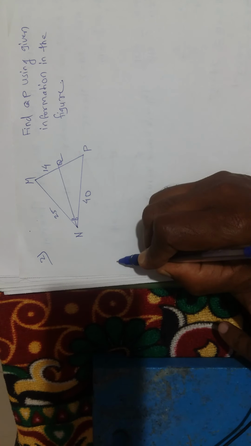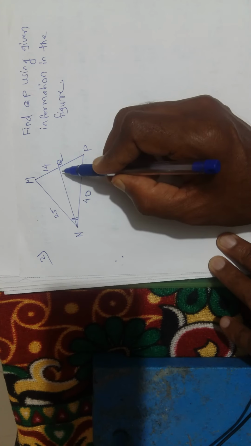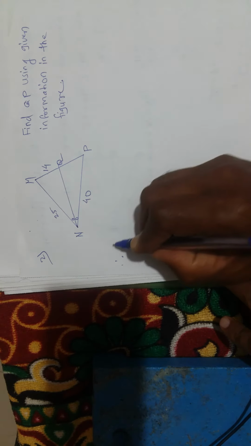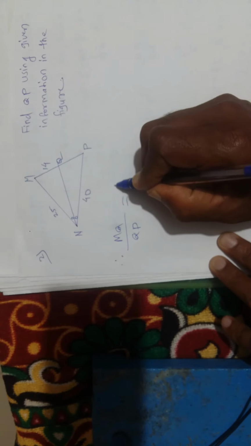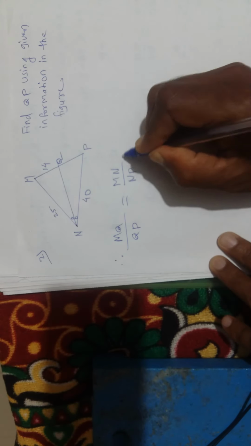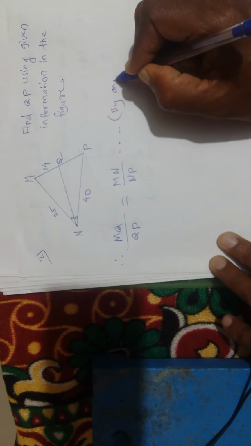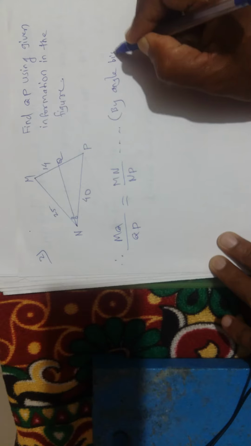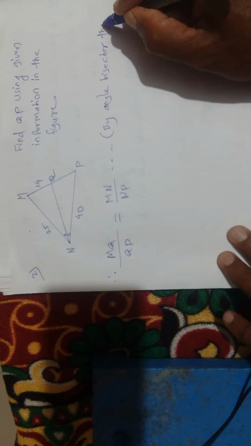In the same way here, by the angle bisector theorem, what is the ratio? MQ upon QP is equal to MN upon NP, by angle bisector theorem.